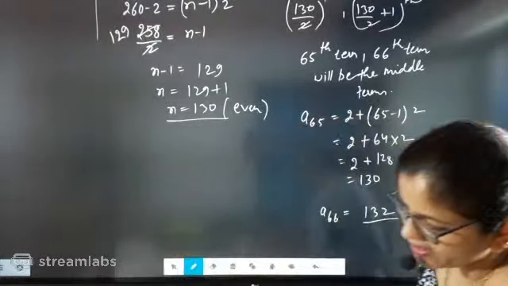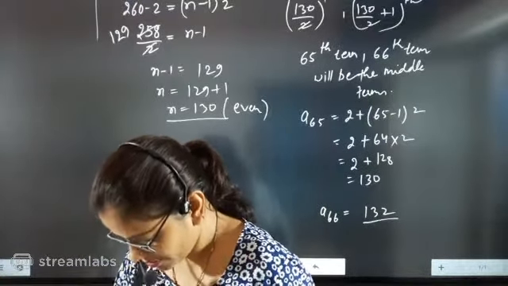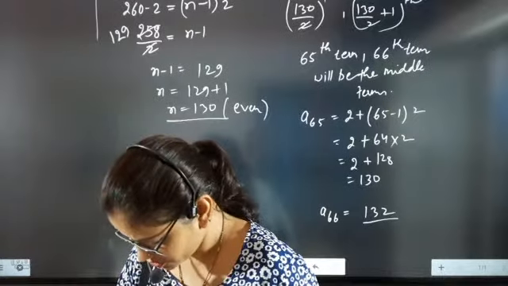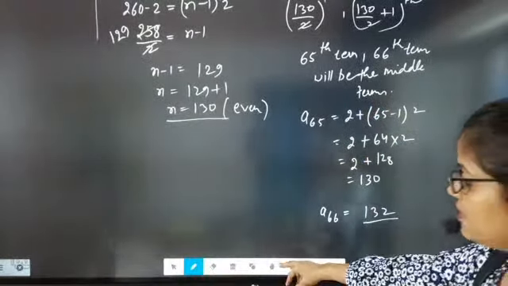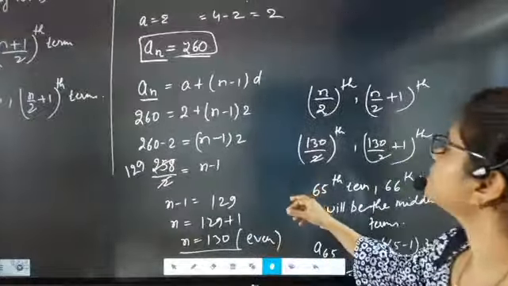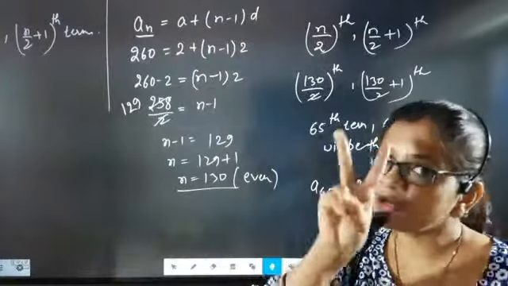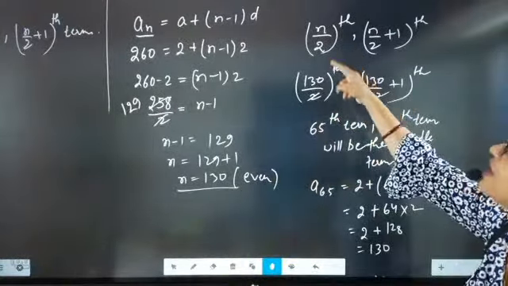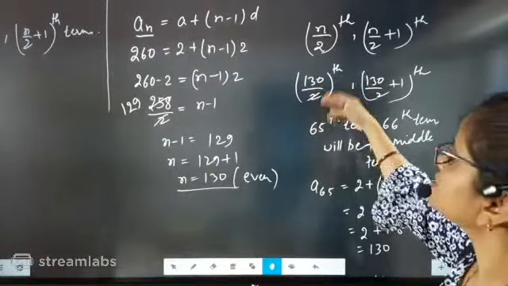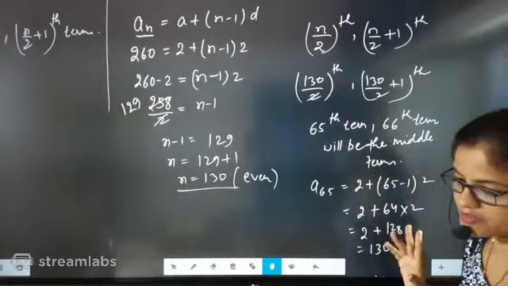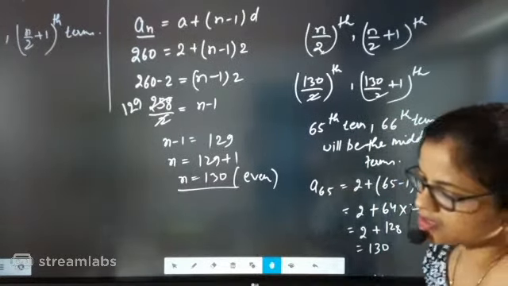Absolutely. Now let me see, if it is an even number, should we apply the even term formula, or both? Beta, look here, both formulas you have to apply. Here there are two middle terms. That is what I am telling you, beta, that when n is even, there will not be one middle term, there will be two middle terms. And how are you finding them? The n by 2th term and the n by 2 plus 1th term, that is the 65th and 66th terms.